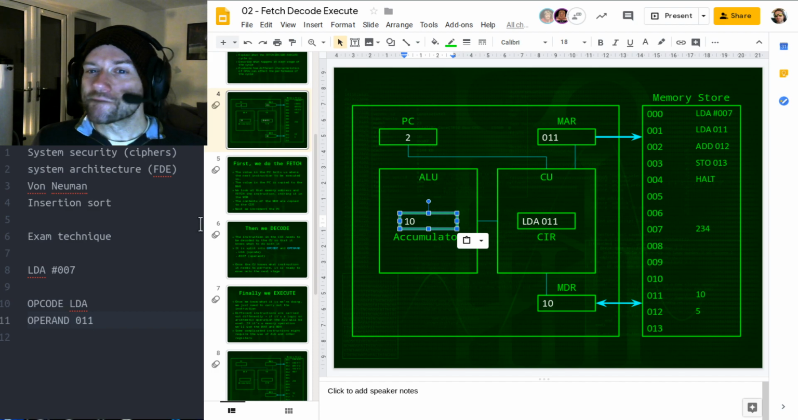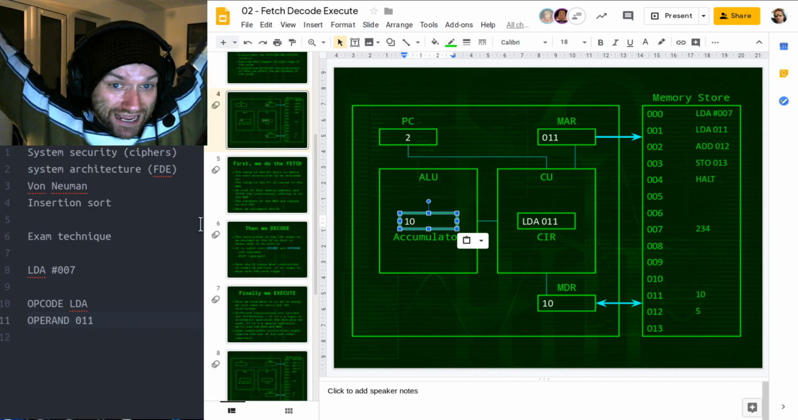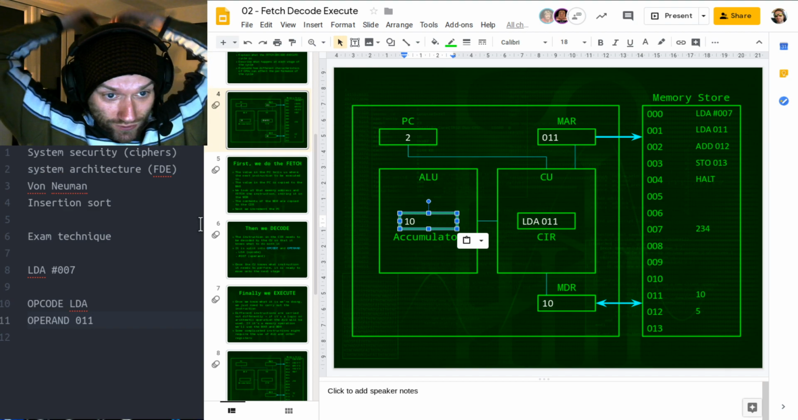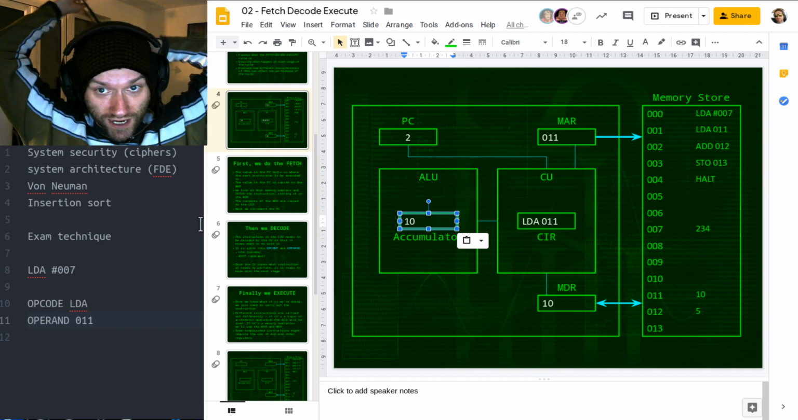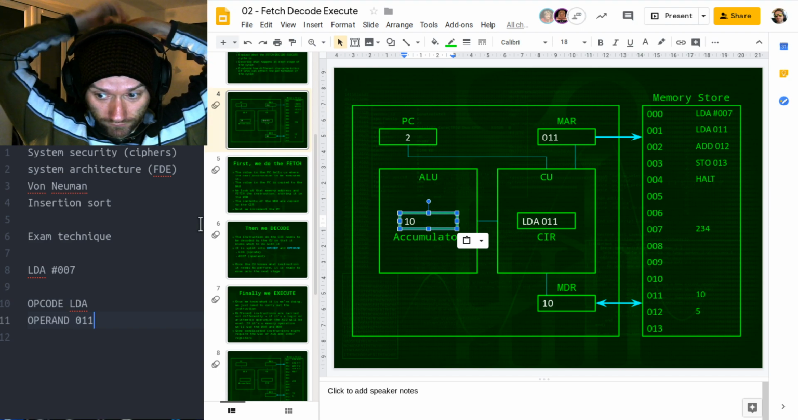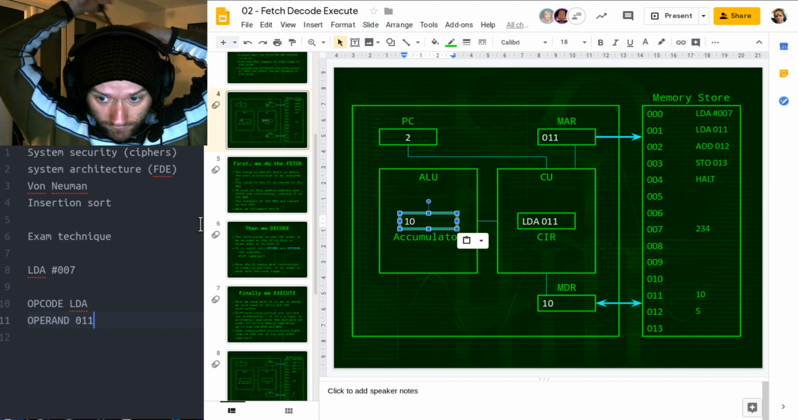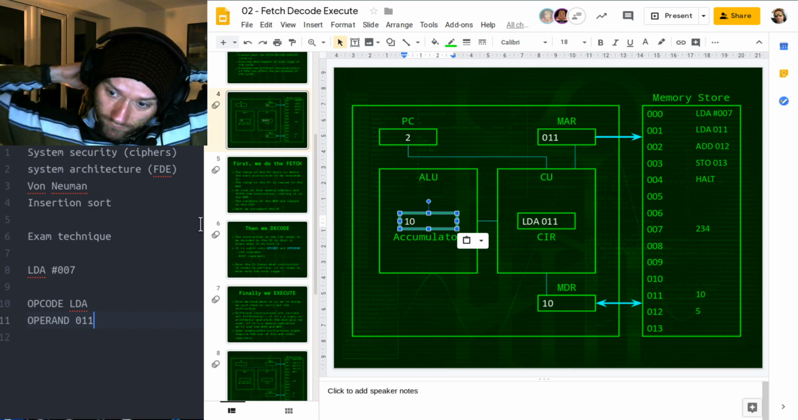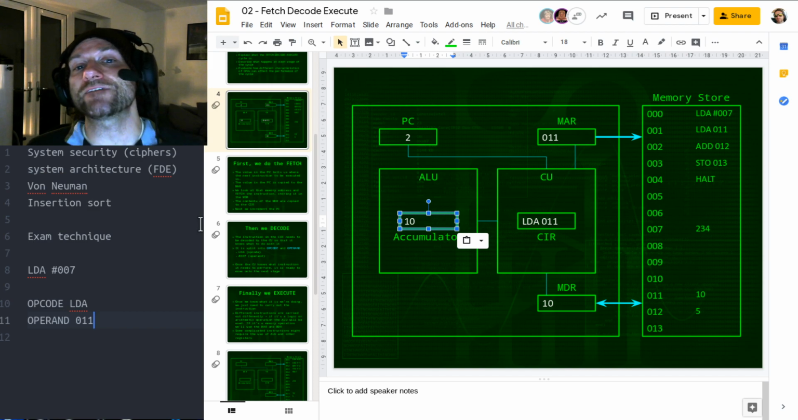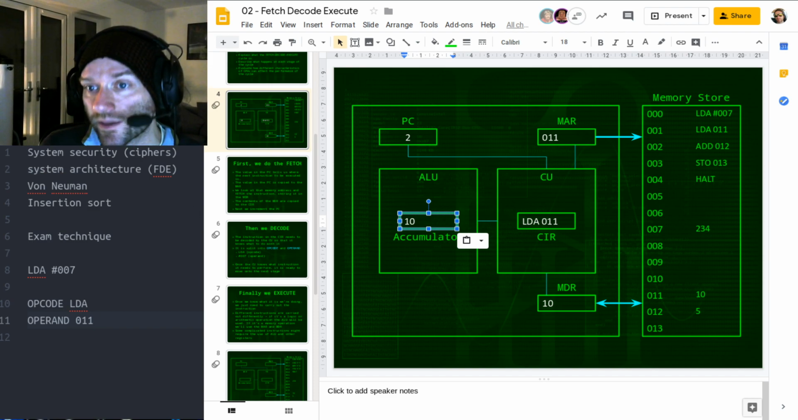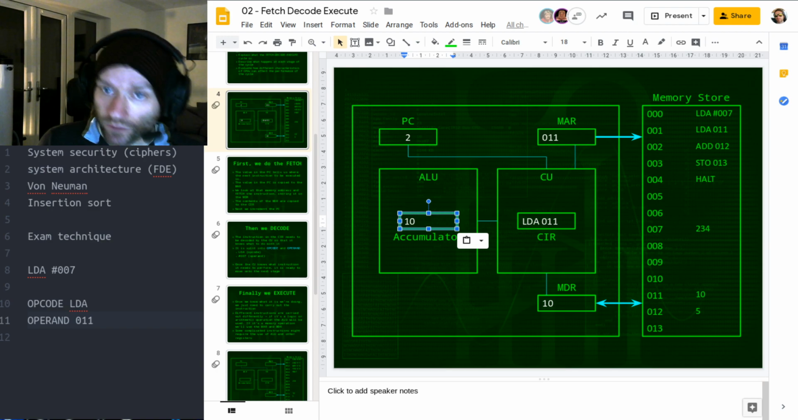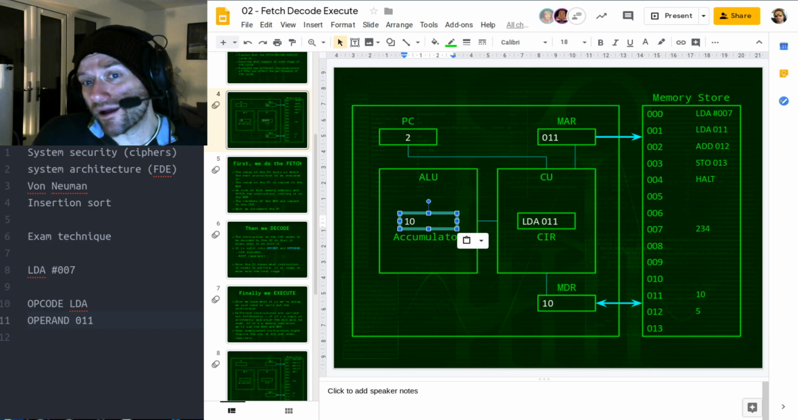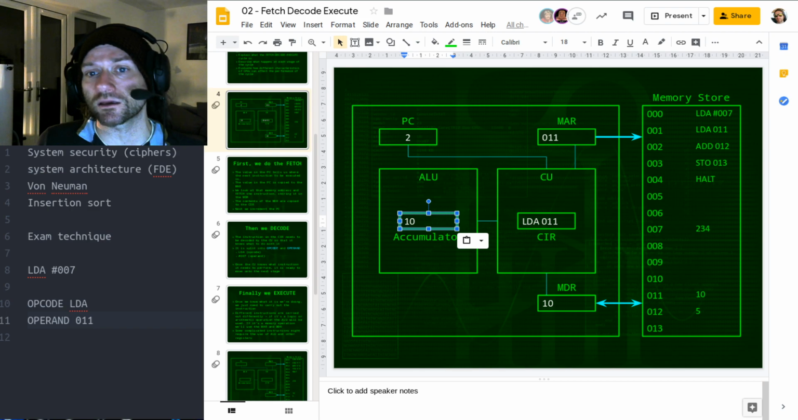Does that mostly satisfy those of you who needed to go over the fetch, decode, execute cycle? Good. Remember, if you're ever in any doubt, your best bet is to go through this process. Do a fetch, keep on fetching, keep on decoding. Don't worry about how it executes. Just do a fetch, do a decode, do a fetch, do a decode.